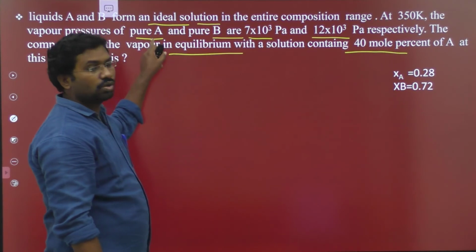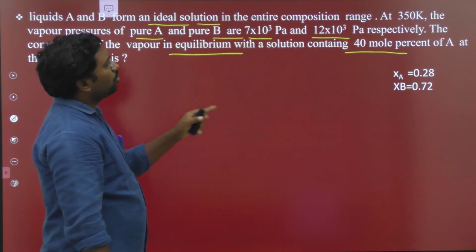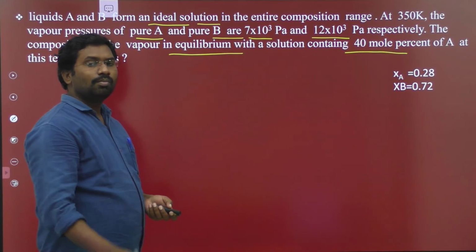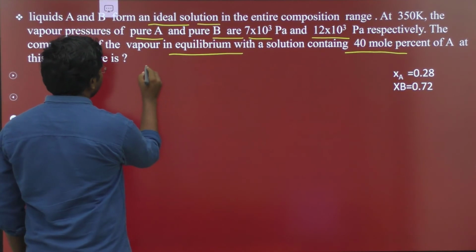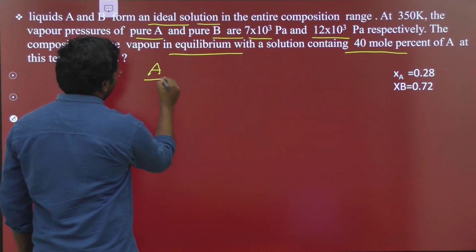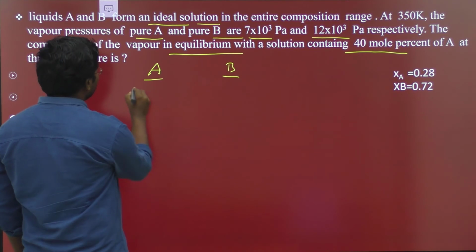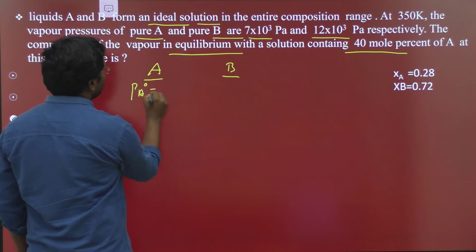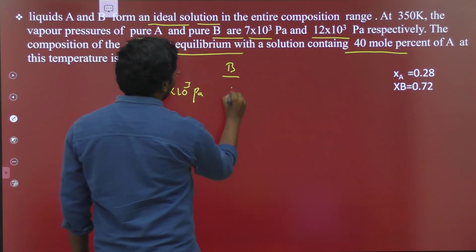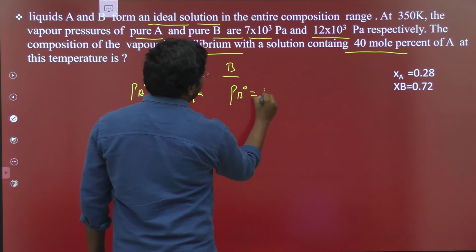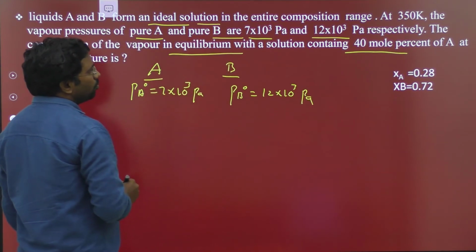In the given solution there are two components, component A and component B, and their pressures are also given, and 40 mole percent of A is given. Then we have to calculate the mole fraction of those components in the vapor phase. So write the first component. This is component A and this is component B. For component A, the pressure in the pure state is PA naught equal to 7 into 10 power 3 Pascal. For component B, PB naught is equal to 12 into 10 power 3 Pascal.